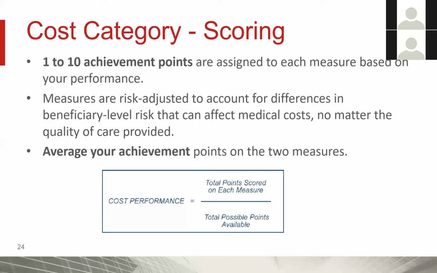For determining your overall cost performance, CMS will average your achievement points based on the two measures. So cost performance will equal the total points scored on each measure divided by the total possible points that are available.